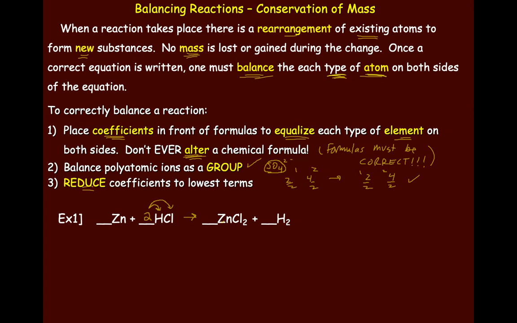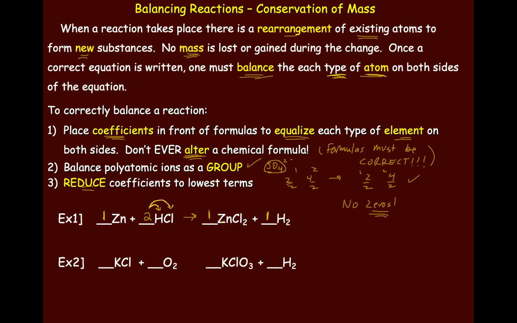1 zinc, 1 zinc. 2 H's, 2 H's, 2 Cl's, 2 Cl's. Okay, now you could put a 1, a 1, and a 1 here. That's fine. You can do that. So let's just do that for the first one just to show that you can do that. The only thing you don't want to put is zeros. No zeros. Important. You can't put zeros in front. Of course, that would be multiplying the whole thing by 0, and that wouldn't be good.